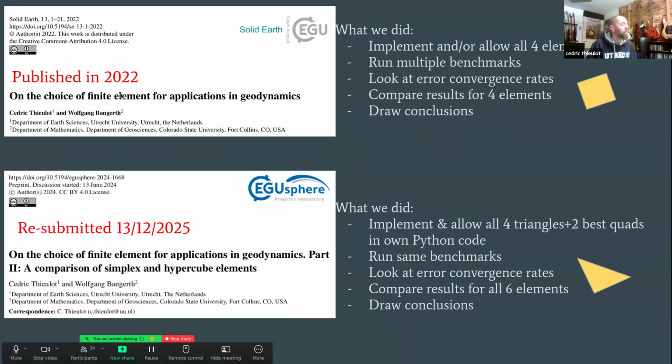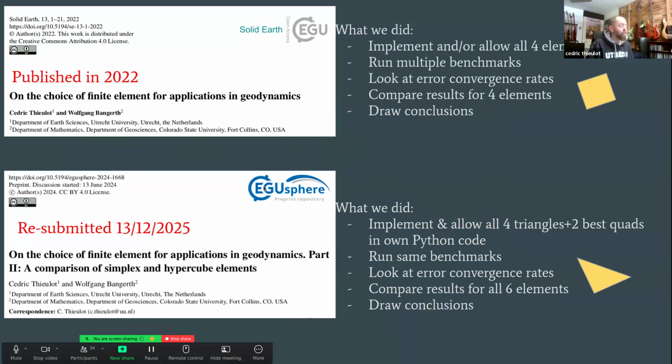So in 2022, we got a paper accepted in Solid Earth. And effectively what we did is implement and/or allow these four elements in ASPECT. We ran multiple benchmarks. We looked at the so-called convergence rates. We compared the results for all four, and we drew conclusions.